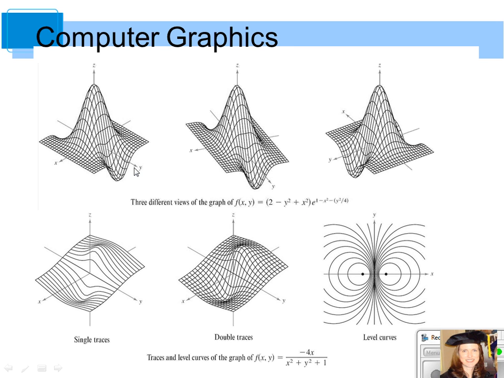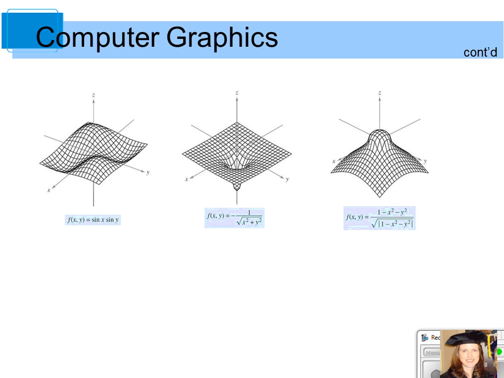You can see the X and the Y axis rotated a little bit here. The ones on the bottom are the traces. We call these single traces and double traces and level curves, all of the same function of two variables. Here we have a few more examples. We have a function here. You can see kind of a wavy egg crate pattern for the function of xy equals sine x sine y. Here we have another surface, another surface.